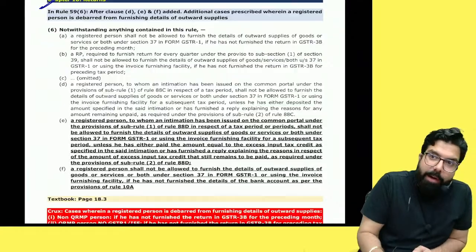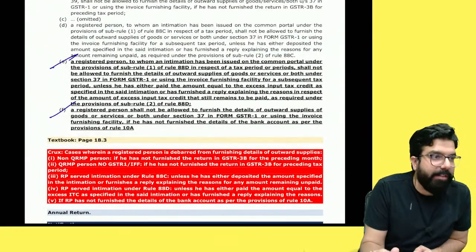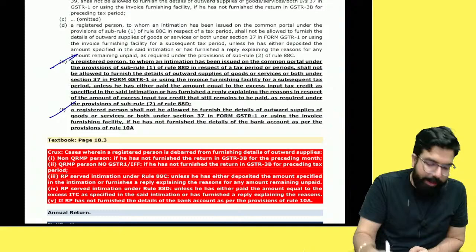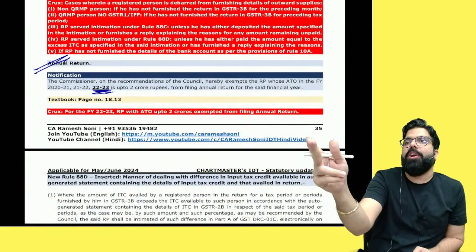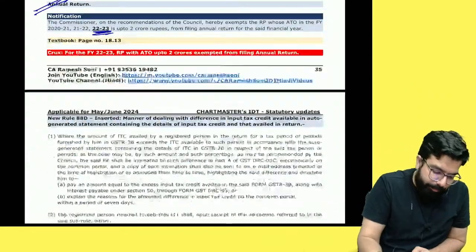When can your GSTR1 be blocked? I told you all the 5 reasons now. 3 were there, 2 more we understood. I told you annual return for 22-23 also not required if your turnover is up to 2 crore. This we have already understood.